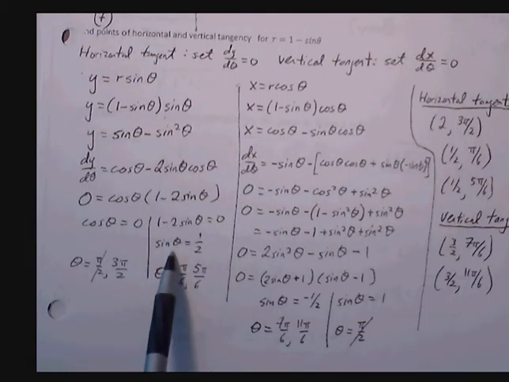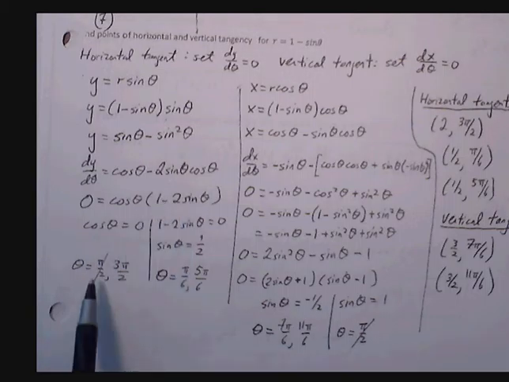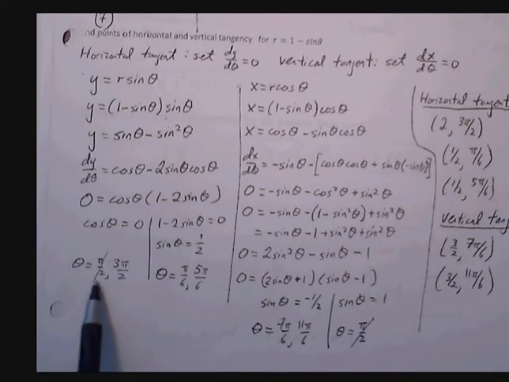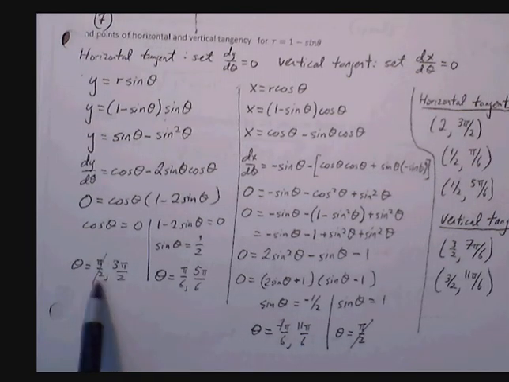Solving for sine theta, we get 1/2, so theta is equal to pi over 6 and 5 pi over 6. All right, and pi over 2 is also a potential horizontal tangent, but eventually we're going to see that because this is going to conflict with the vertical tangent, this will have to be removed, but we can come back to this.